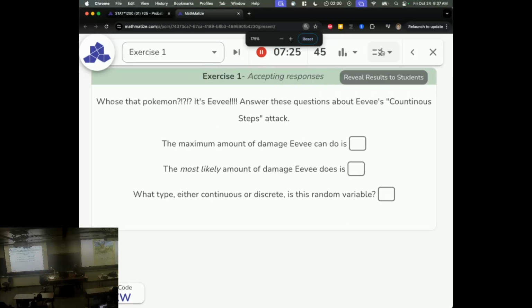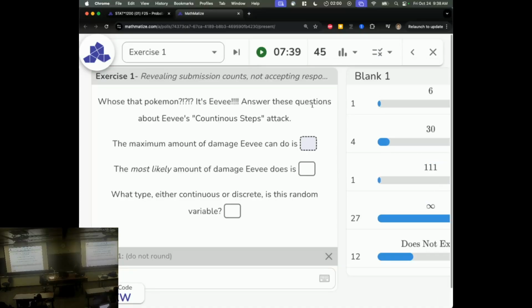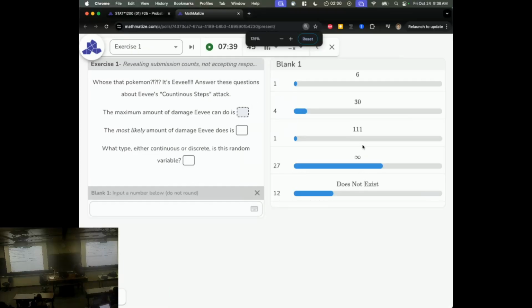Let's see what people said, and let me put this up. So we all remember what Eevee does now. 30 damage per tails. No, 30 damage per heads, and you flip a coin until you get tails. Let's put this back over here so people can see easily. What did people say? The maximum amount of damage that Eevee can do is... All right. 27 people wrote infinity. 12 people wrote does not exist. Of course, in this course, we've been using does not exist for I have no idea. But in this case, does not exist is a potentially correct answer.